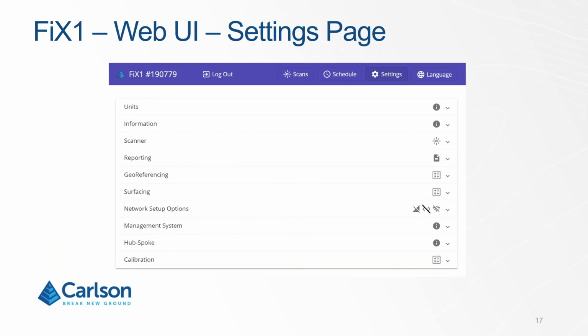The settings page. We're going to go through this fairly quickly. The settings page is just the nuts and bolts and the guts of the system. So when you get to the settings page here, you'll see obviously units, information, scanner, reporting, georeferencing, and so forth. We're going to talk about each of those individually. Each of them is accessed by simply hitting the arrow button that's pointing downwards, and that will expand each of the sections.